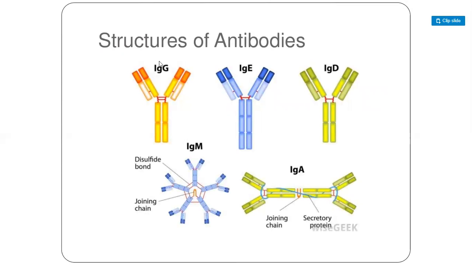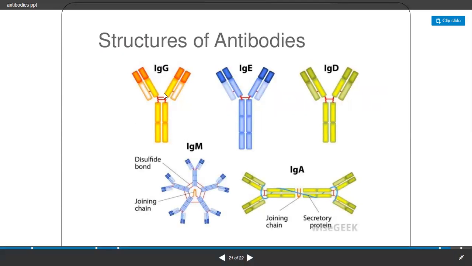So this is the structure of IgG. As we know, it is a monomeric structure and has two epitope sites. IgE is also a monomer and has two epitope binding sites. IgD is also a monomer and contains two epitope binding sites.